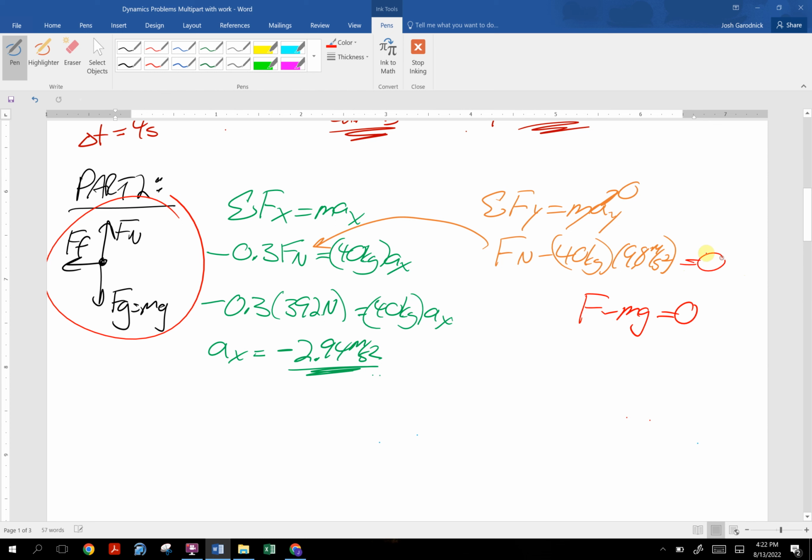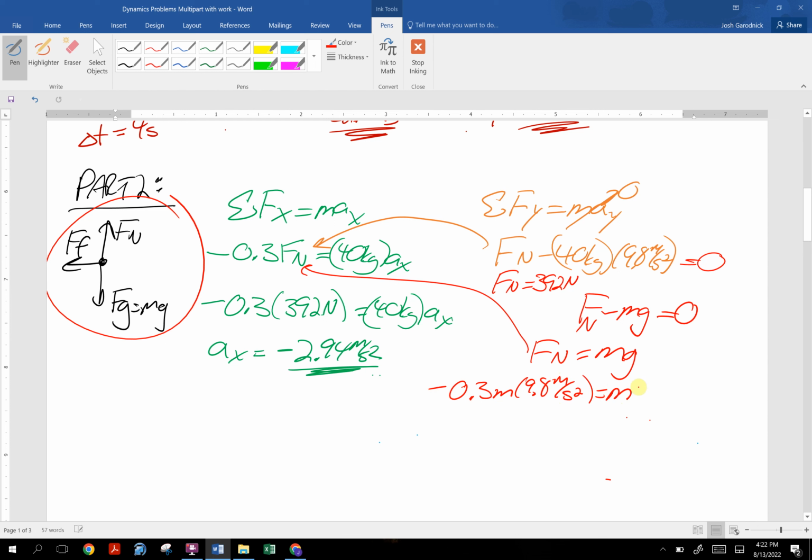This should be equal to 0, and then I should have written Fn equals, what did I say? 392 newtons. I'm sorry about that. So Fn minus mg equals 0, or Fn equals mg. If I then sub that in up here, I get negative 0.3 mg, don't forget that, Josh, equals ma. And the mass, since it's in every term, will divide out, and I still get the same answer.